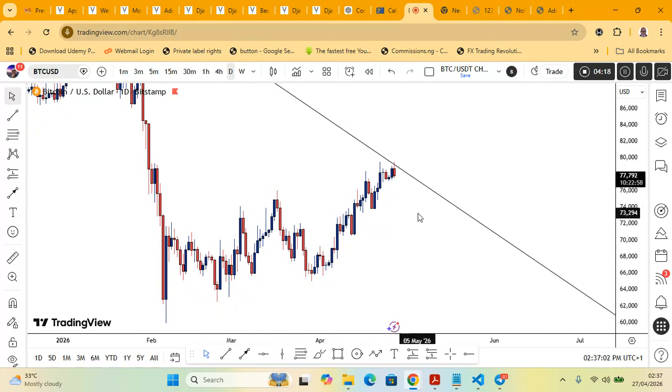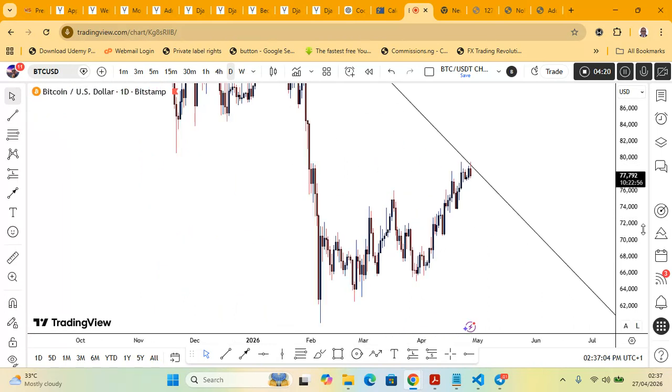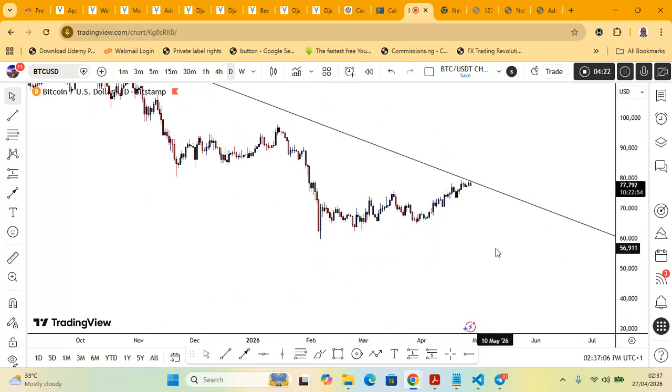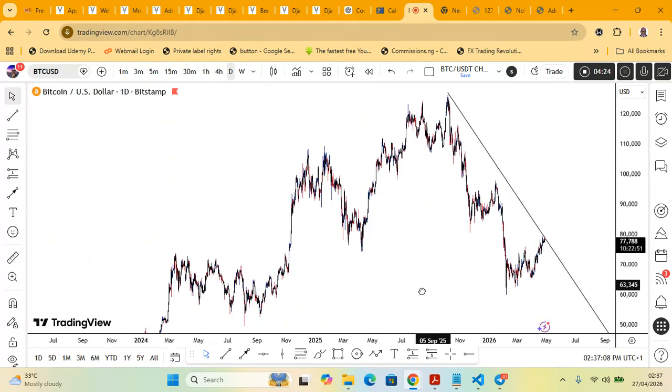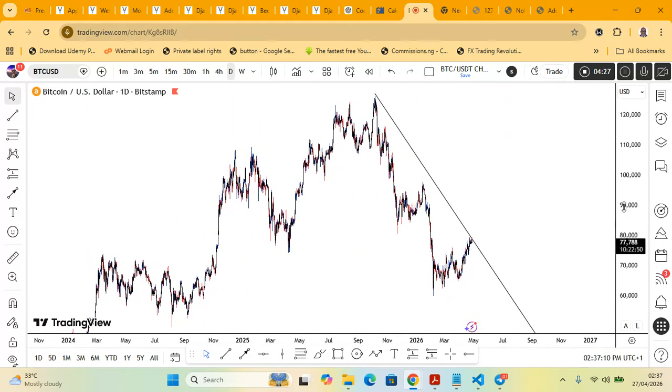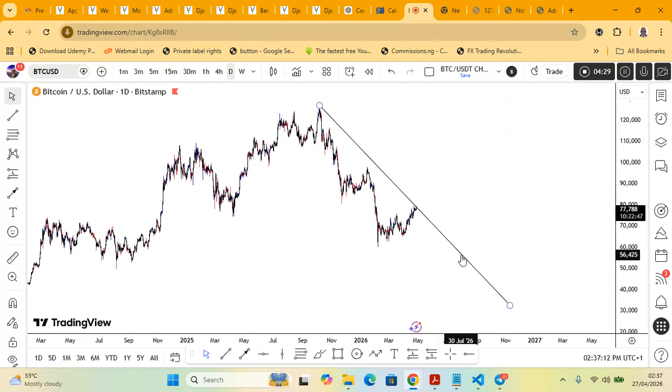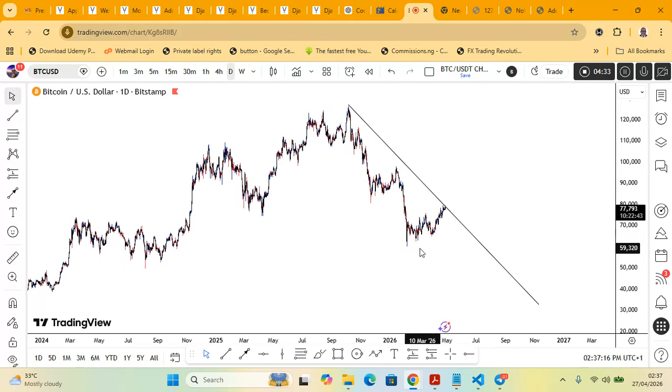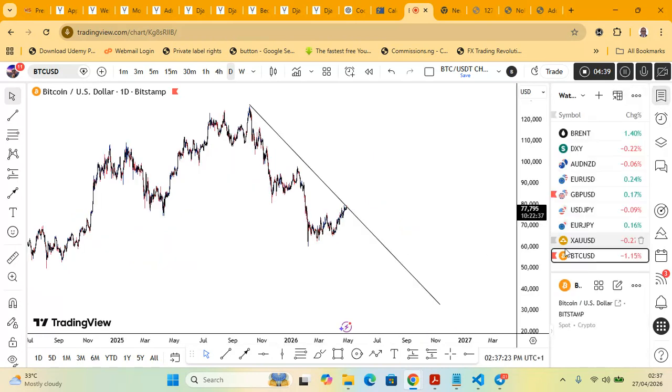Otherwise, the selling continues. So this trend line structure is very key for this market. We're going to leave this trend line here and wait for a break above this trend line. Guys, that's how simple trading is, but you need to understand market structure properly. So now let's look at the other instrument.